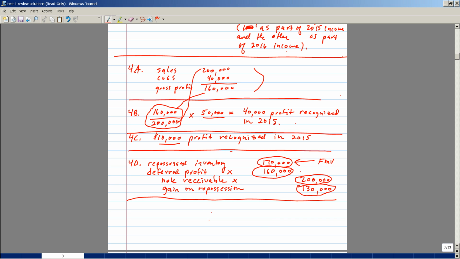So again, when you repossess inventory that's been sold under the installment method, you debit the inventory account at its fair market value, you remove the carrying balance from the deferred profit account and the note receivable account, and whatever is needed to make the journal entry balance is the gain or loss on repossession that you recognize.